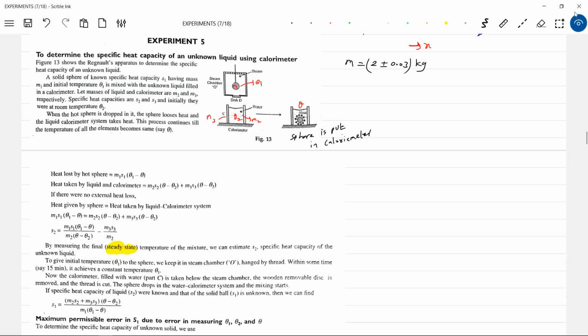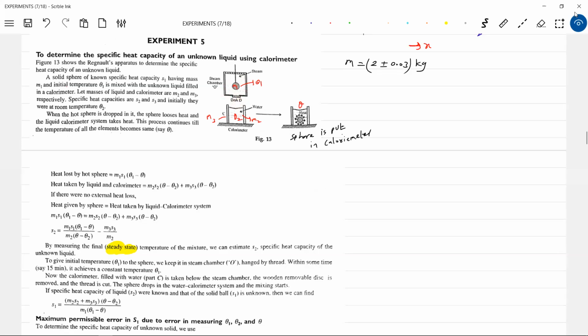So like this, I can measure the specific heat of the liquid. You see, there are so many things here. I'm not going to pour this. To give initial temperature θ1 to the sphere, we keep it in a steam chamber. This whole thing is a steam chamber, anchored by thread. Within some time, say 15 minutes, it achieves a constant temperature θ1.